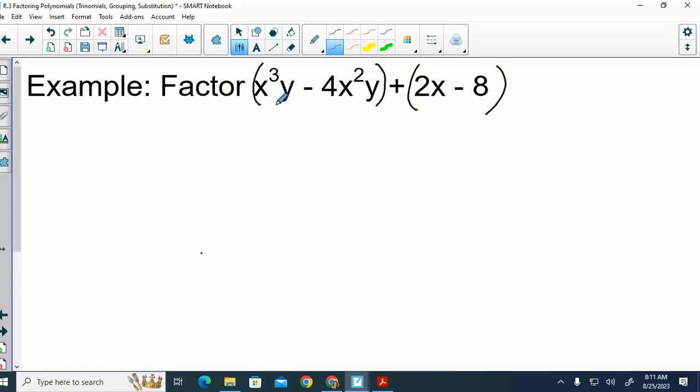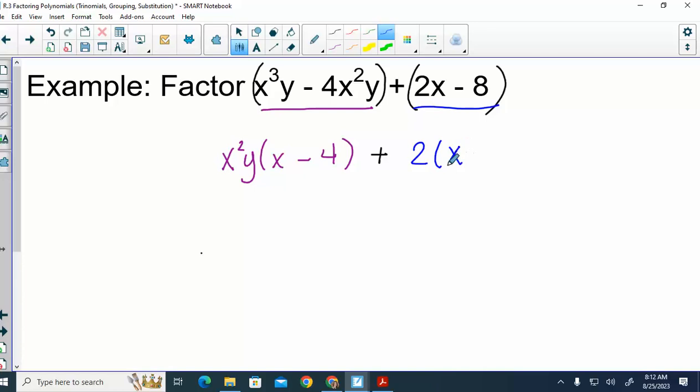In the first parenthesis, what do both of those terms have? So if I factor out the x squared y, I would be left with x minus 4. The second parenthesis, what can we take out? I'm left with x minus 4. Grouping works if these parentheses are the same, and they are.